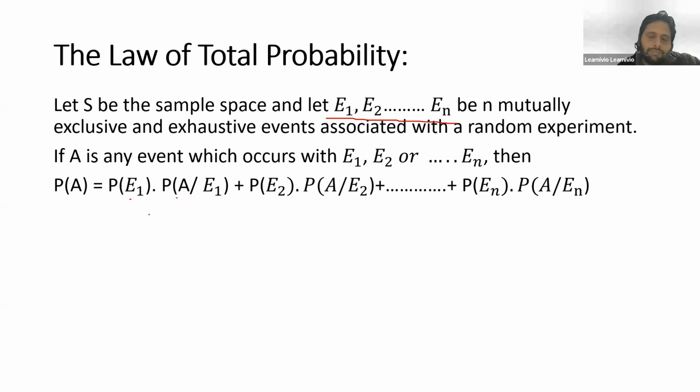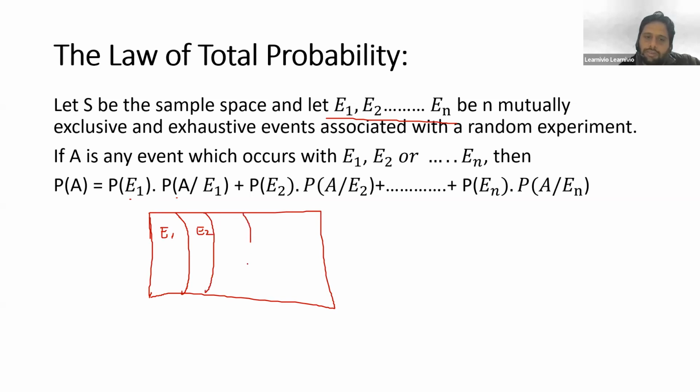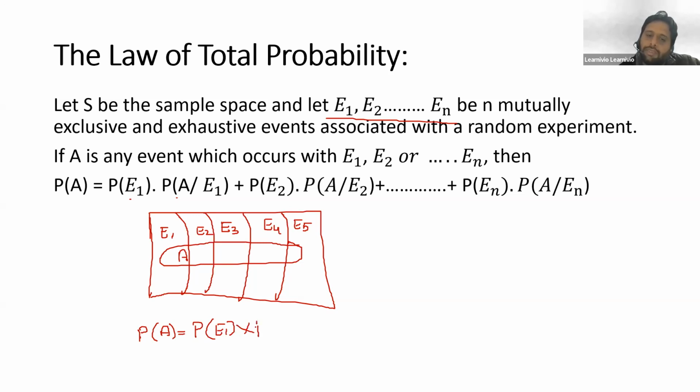So what does this mean? Suppose you have a sample space, this. Okay. This is your sample space. Suppose this is your event E1. This is E2. Okay. This is E3. This is E4. And this is E5. This completes your sample space. If A is any event which can occur with any of these events, E1, E2, E3, E4, E5, and we need to find the probability of A, that will be equal to P(E1) into P(A given E1) plus P(E2) into P(A given E2), and so on.